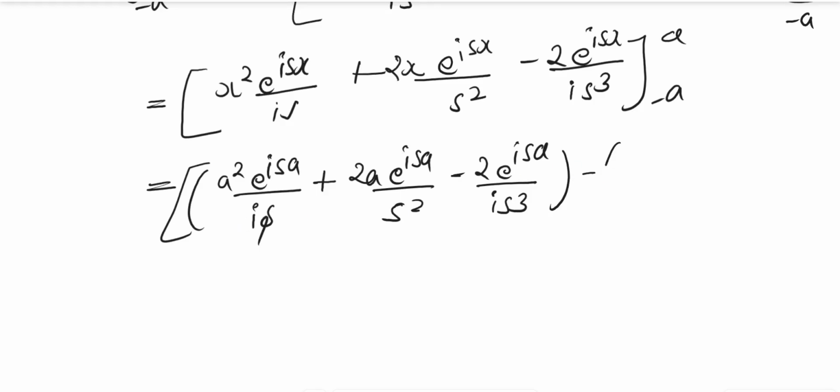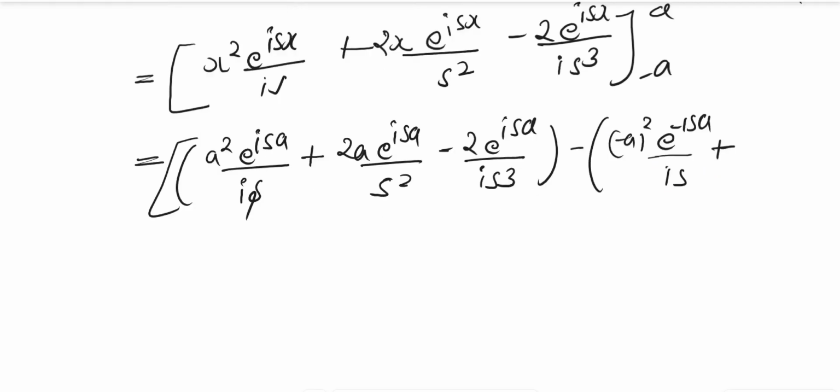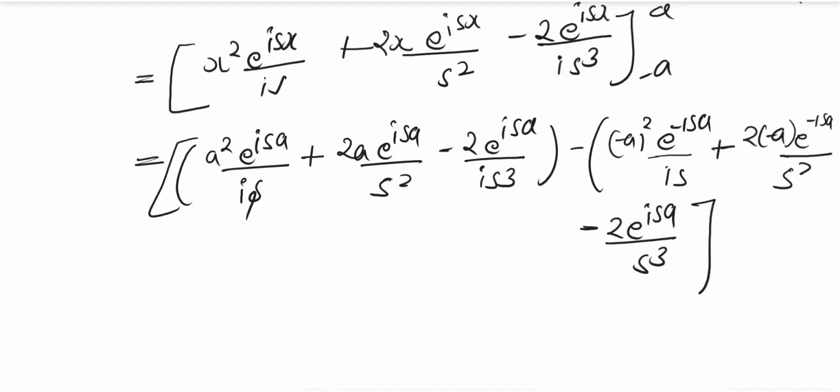And for the lower limit it is minus a, then minus a whole square e raised to the power minus iota sa divided by iota s, plus 2 multiplied by minus a, e raised to the power minus iota sa divided by s square, minus 2 e raised to the power iota sa divided by s cube. Now simplify this.